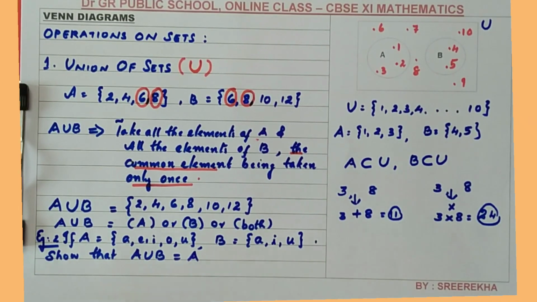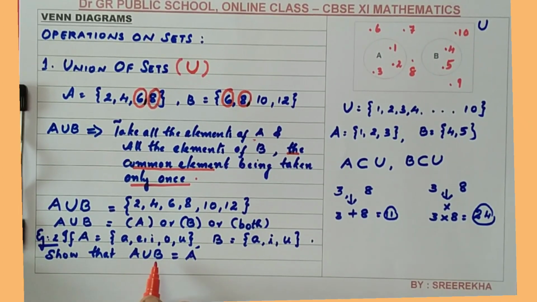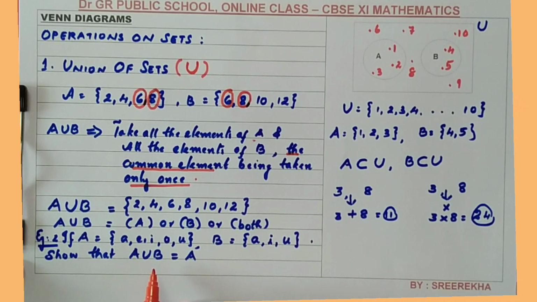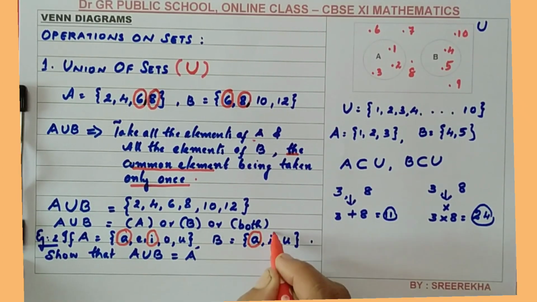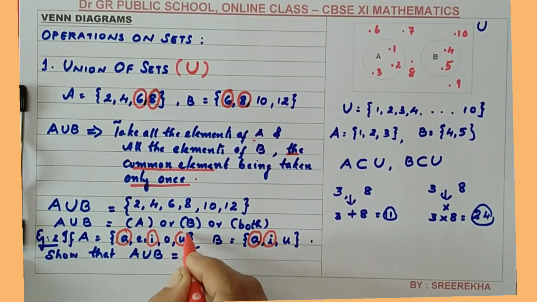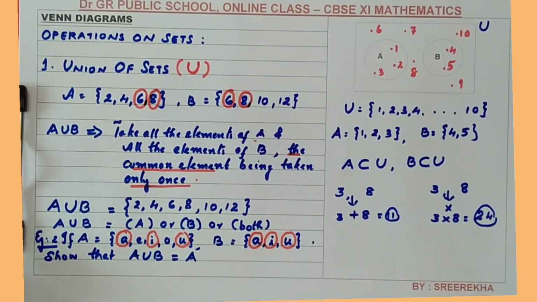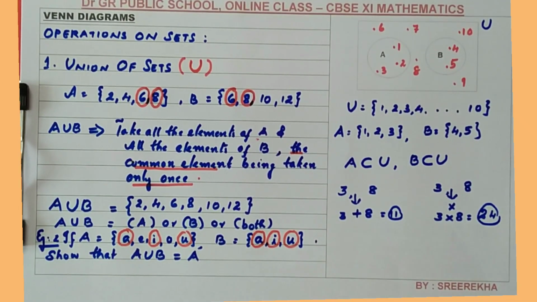We can take A union B at first. Before taking A union B, what do you want to do? You need to identify the common elements. A is common between these two sets. I is common between these two sets. And U is also common between these two sets. So the common elements are written only once.